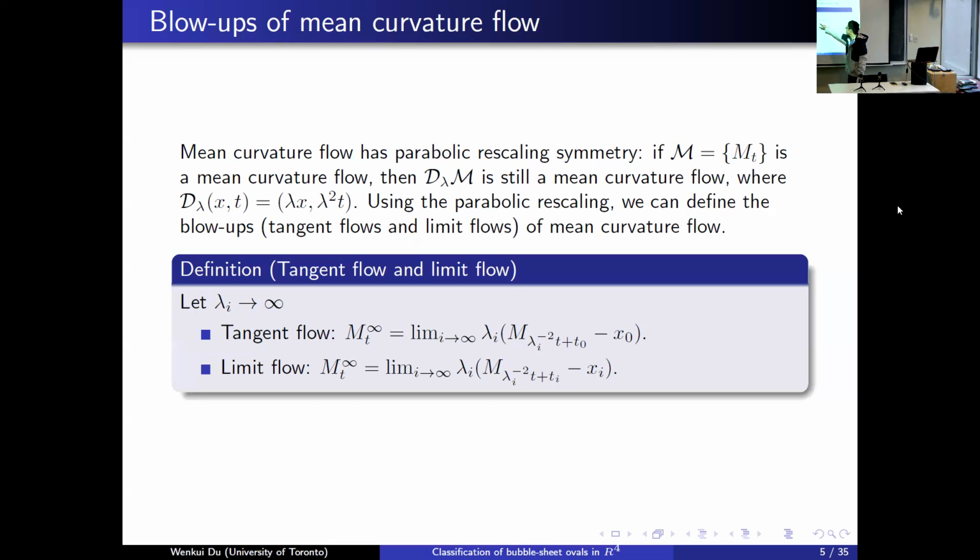Then if we fix the space-time center x0, t0, translate it to this center, and then dilate it parabolically by this lambda. If the limit exists, we call it a tangent flow at this point. But more generally, if we want to study the neighborhood of the singularity, we need to consider more general limit flows, and in the limit flow setting its definition varies. The space-time points can vary, and if the limit exists, we call this a limit flow.